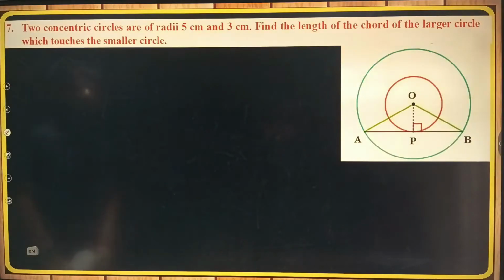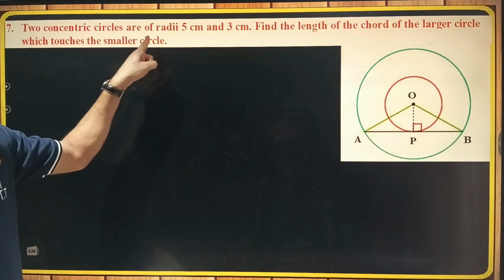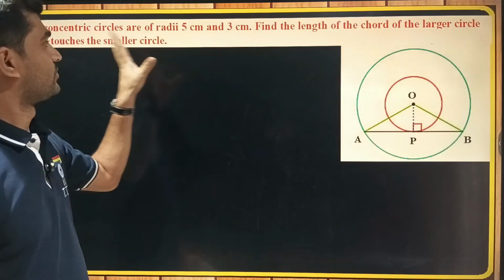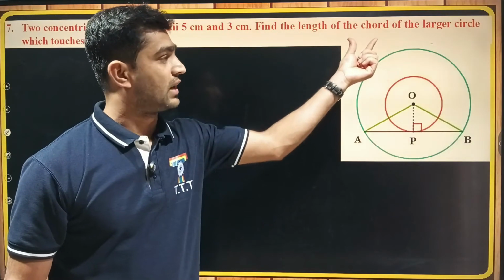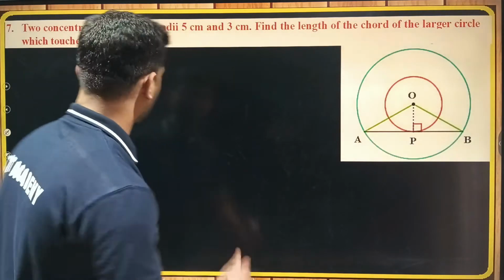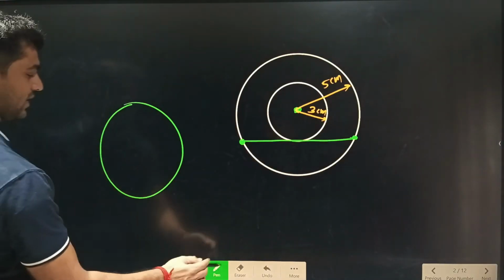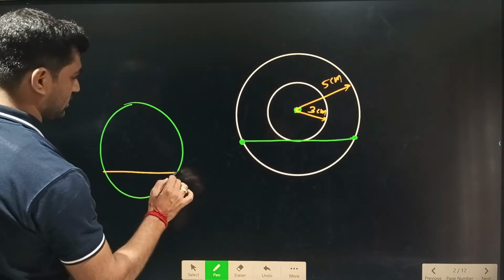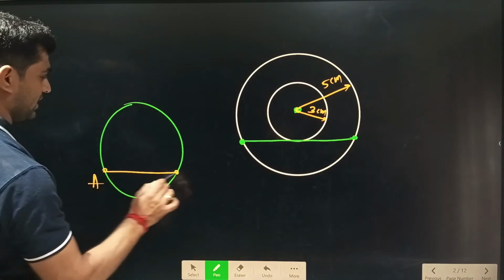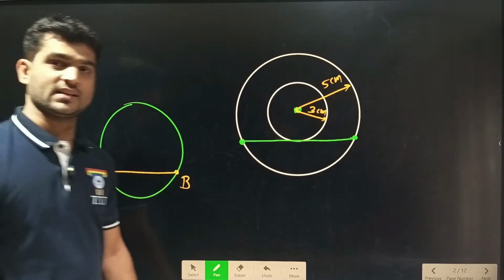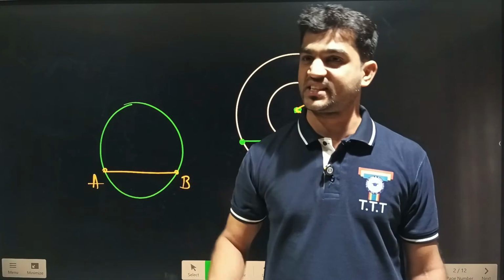Clear? Observe carefully. Two concentric circles are of 5 centimeter and 3 centimeter radius. Find the length of the chord of the larger circle. Chord means, if you consider the circle, here is a circle, then this is the chord, AB, where AB is a chord. I guess I taught you all in the last class. What is the larger chord of a circle?